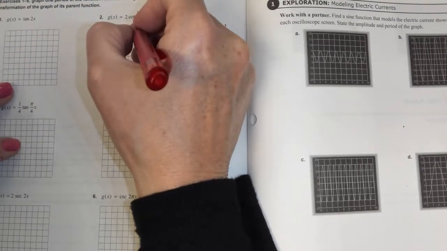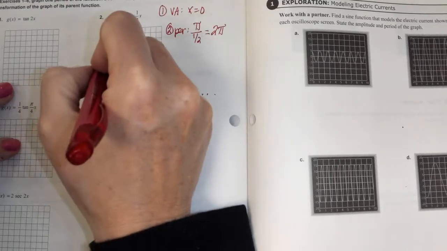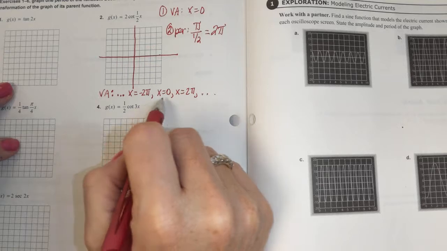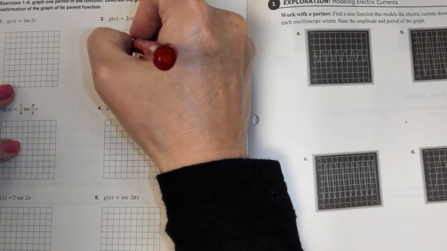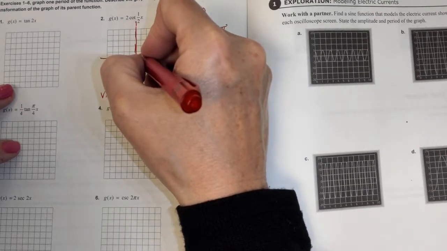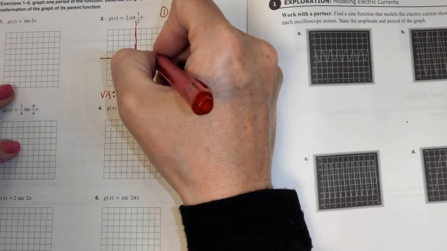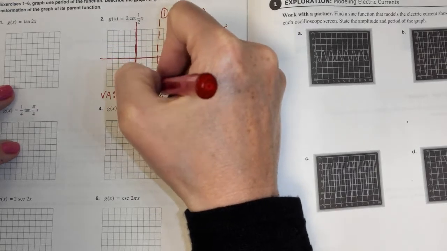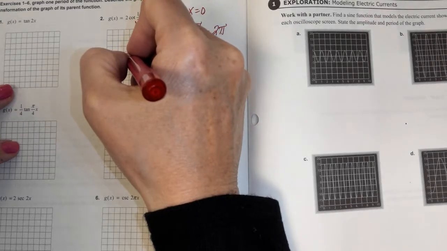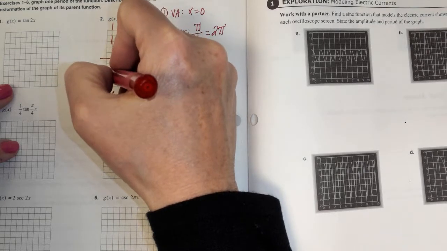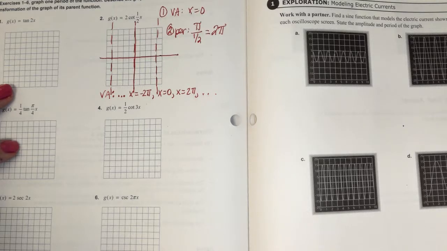So I'm going to go ahead and make my axes. I know that I have a vertical asymptote at 0, so I'm going to graph that. I know I'm going to have one at 2 pi, so I'm going to call this pi over 2, 3 pi over 2. I'll call this 2 pi. And then this is -2 pi. That's pi over 2, pi, 3 pi over 2, -2 pi. So there are my vertical asymptotes.